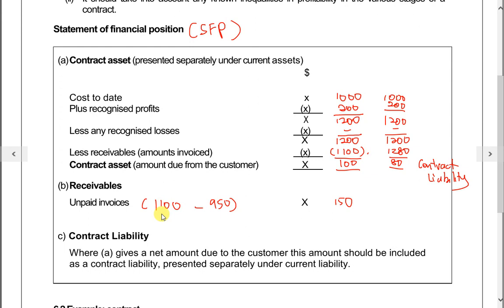So 1,280, I bill them. They pay me 950, let's say. So 50,330. So they owe me 330. Then I bill them 180. Assuming they pay me 95. Never mind, this is just the format for you to understand why this plus this for SFP. So we're going to look at one example now. Then we see how.